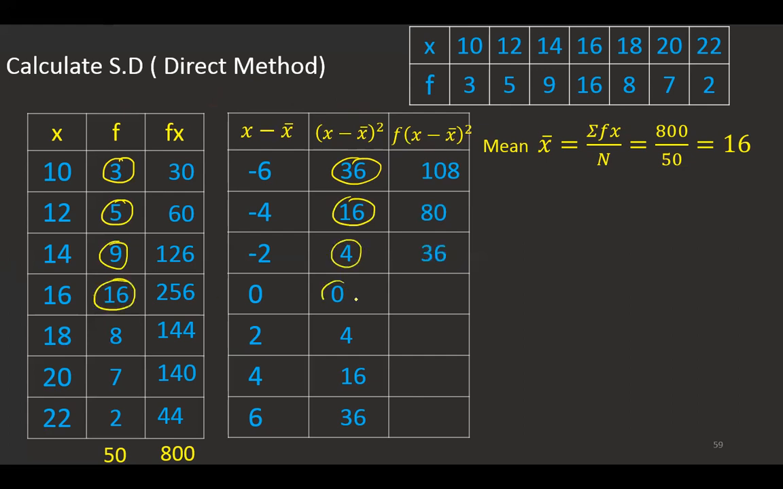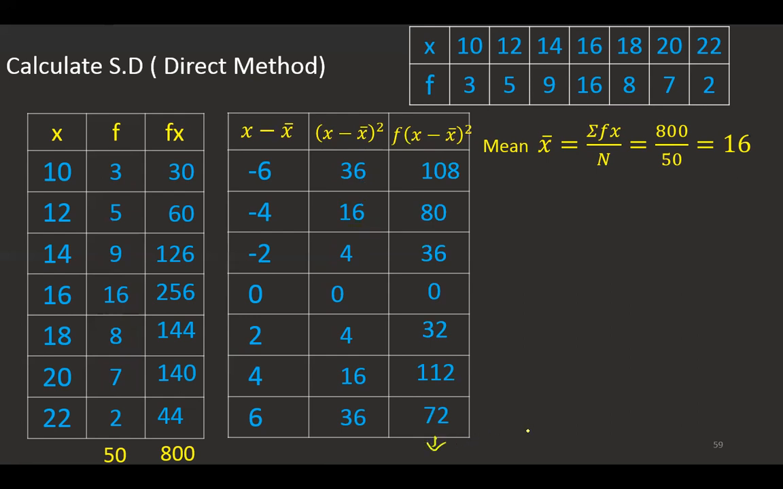16 is multiplied with 0, which will give you 0. 8 is multiplied with 4, which gives you 32. 7 is multiplied with 16, which gives you 112. 2 is multiplied with 36, which gives you 72. So now I have calculated all the values here. Which are all the columns? I'm going to total it now. So this is the only one column. I'm going to total it here.